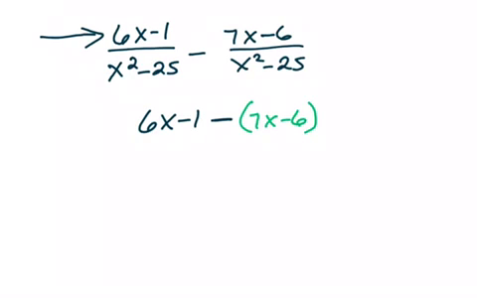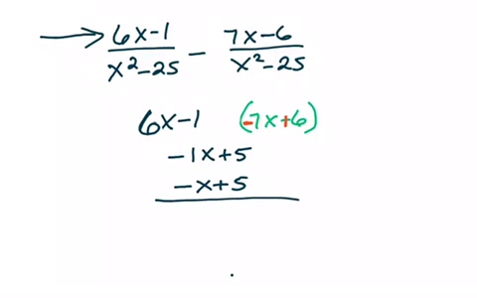Well, what happens when I do that? This turns to negative, and this turns to positive. And this little sign now goes away. So now I have 6x minus 7x equals negative 1x, and then negative 1 plus 6 is positive 5. 6 take away 1 is 5. Doesn't that just simplify to negative x plus 5? Negative x plus 5.